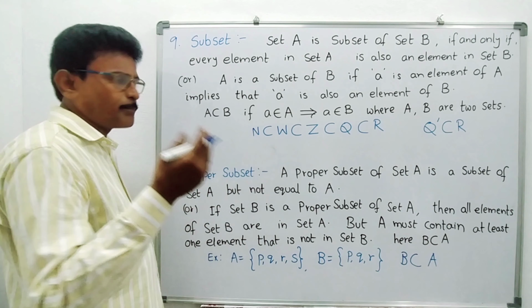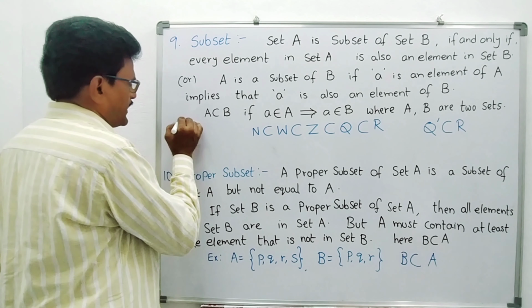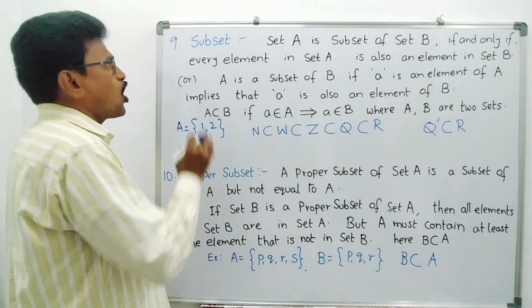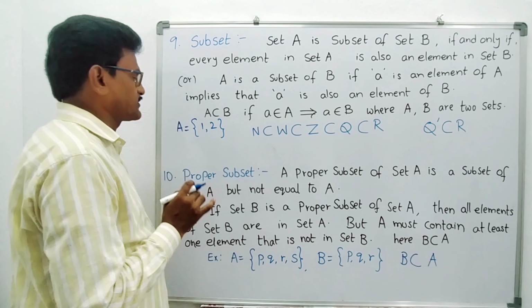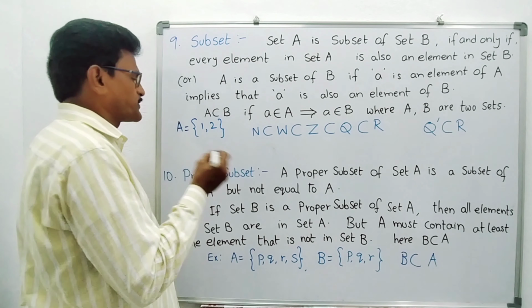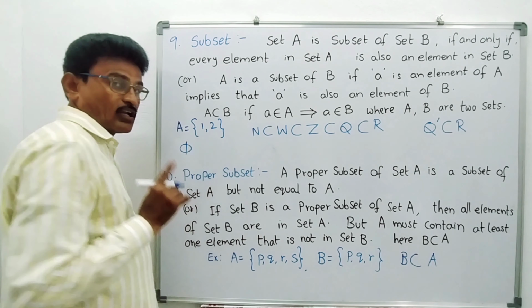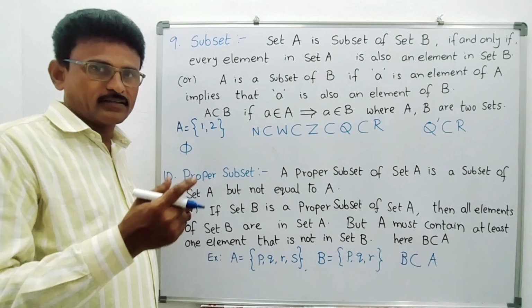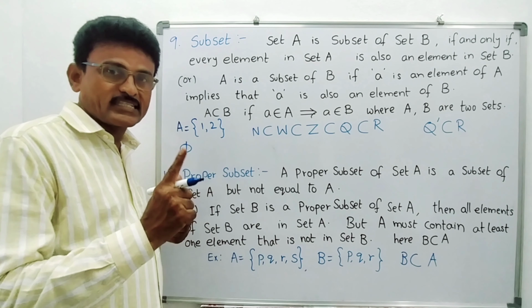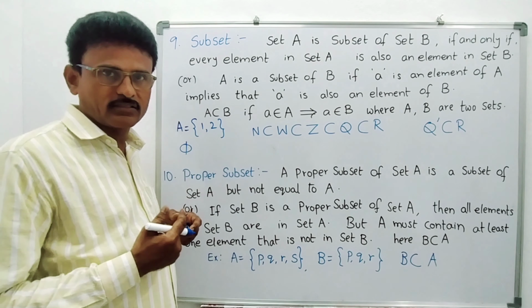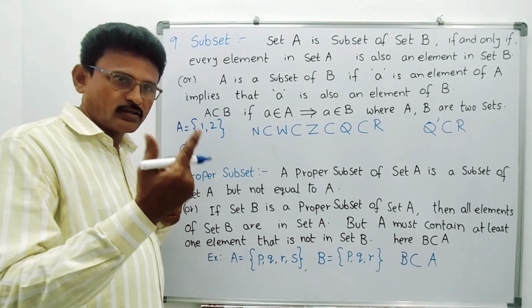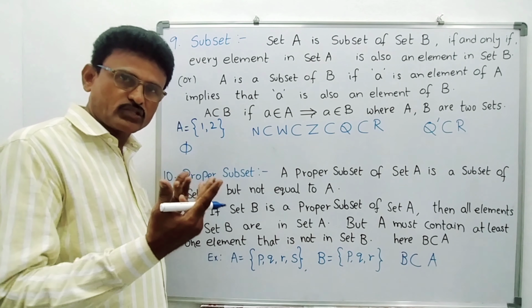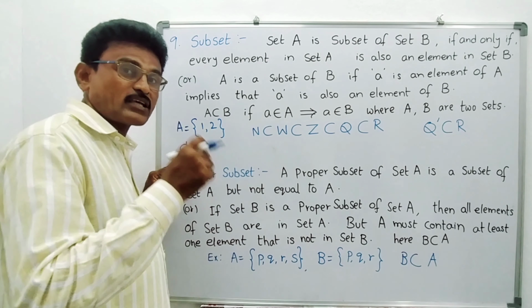Here we have some problems on this. Suppose A has two elements, 1 and 2. How many subsets are there for this set? Subsets: phi, all of you remember, the null set or empty set. It is a subset of every set. In the number system, 1 is a factor of every element. For 10, 1 is a factor. For 20, 1 is a factor. For 70, 1 is a factor. Like that, phi is also a subset of every set.